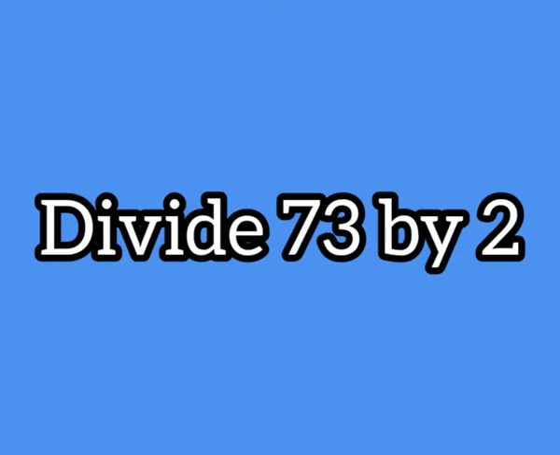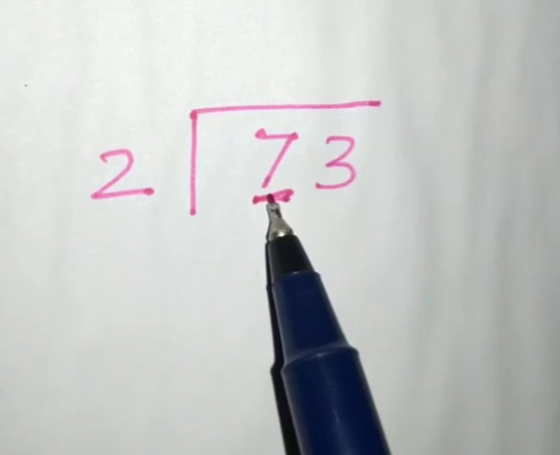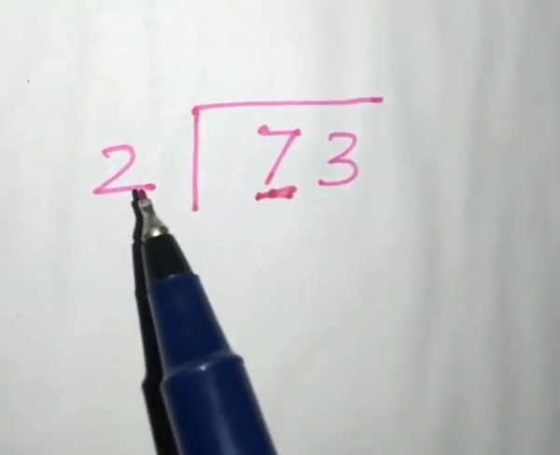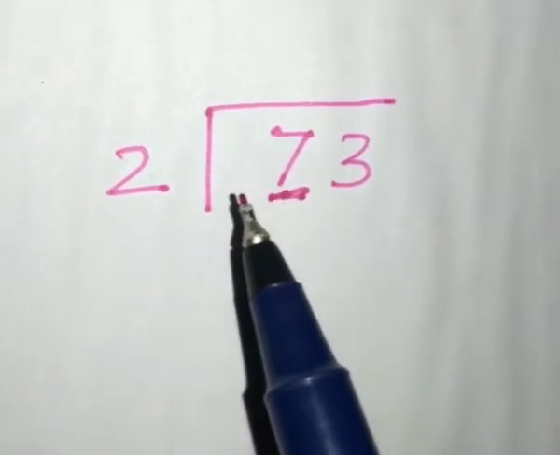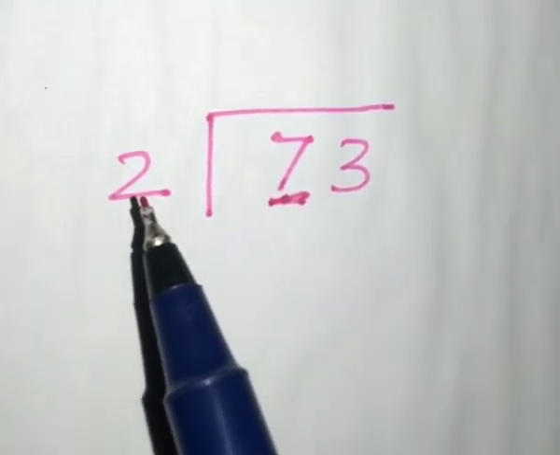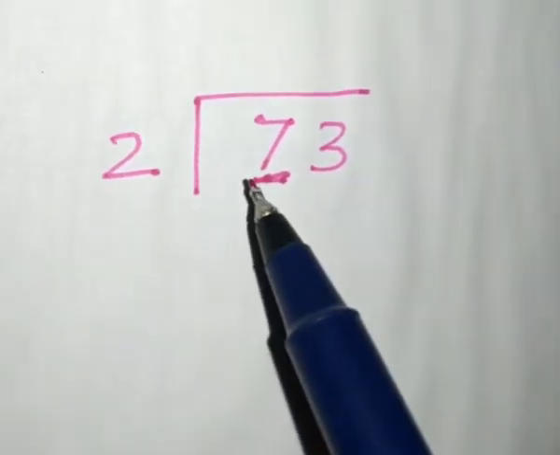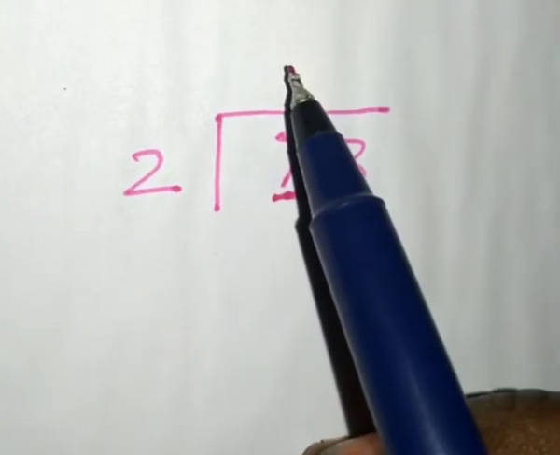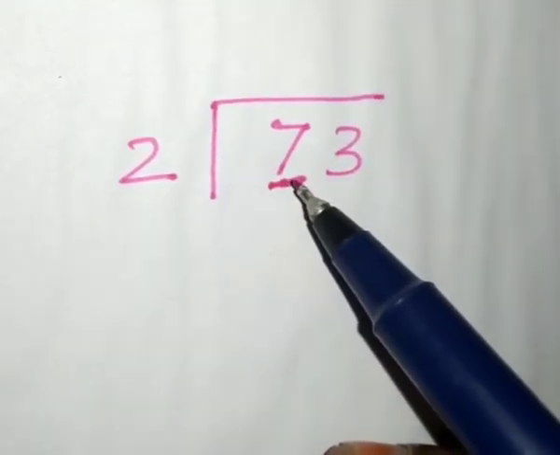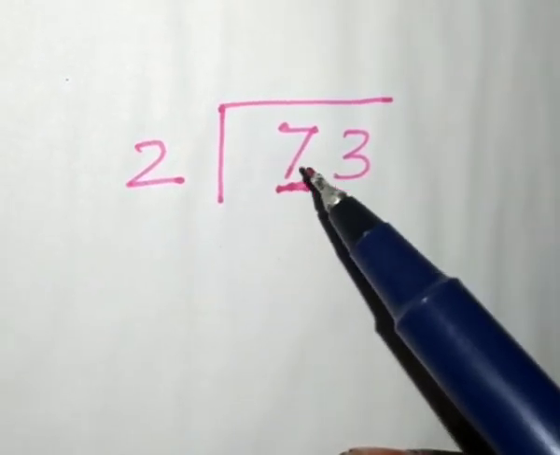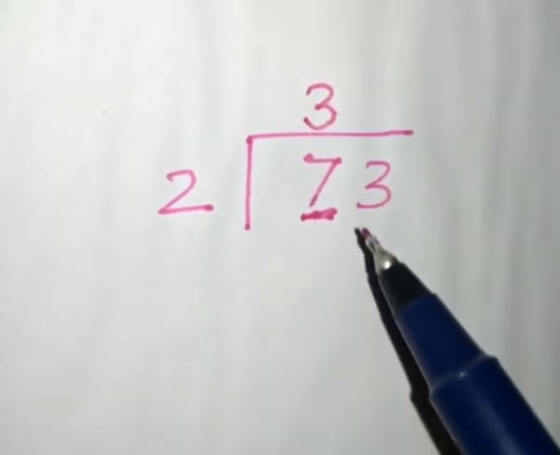Let me see the next problem. Divide 73 by 2. Consider the first number 7. Is 7 greater than 2 or less than 2? Greater than 2. So we can use the multiplication table of 2 until you get 7. How many times do you get 7? 3 2s are 6. 4 2s are 8. You should not take 4 2s are 8 because 8 is greater than 7. So you have to consider 3 2s are 6.